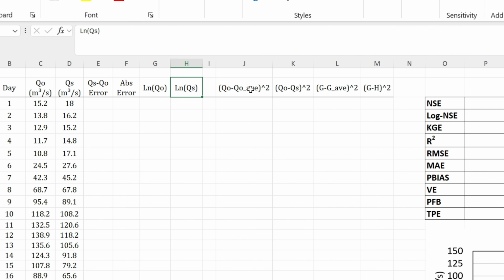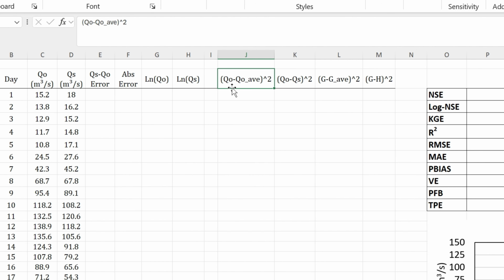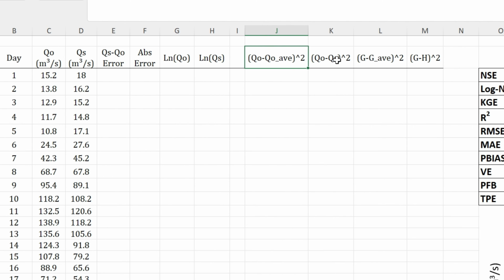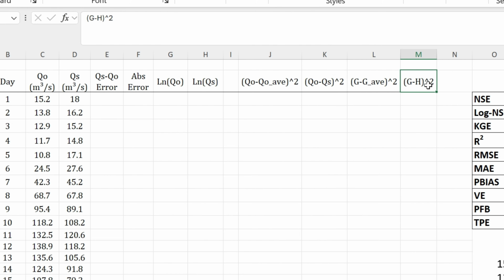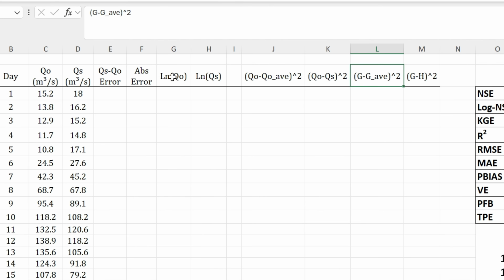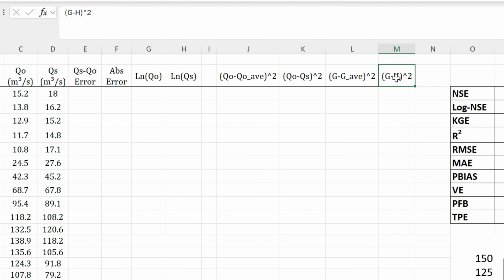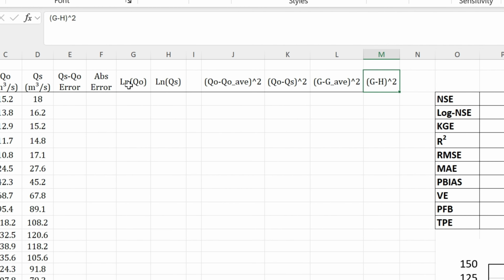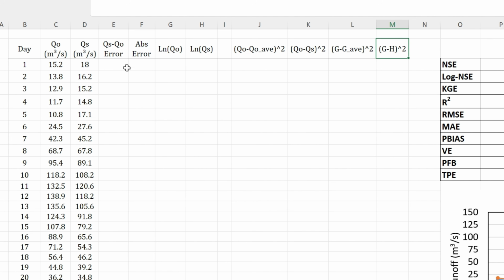In columns J and K, the calculation that I have is basically the observed minus the average observed value, squared. And then column K is the error squared. And then L and M are basically the similar calculation of J and K, but for the log transform scenario. So for example, here, what I'm doing is the ln observed minus the average ln observed. And here is the difference between the ln of observed and simulated value to the power of 2. So let's start the calculation.